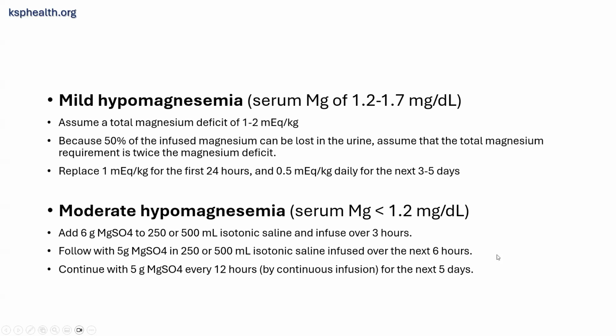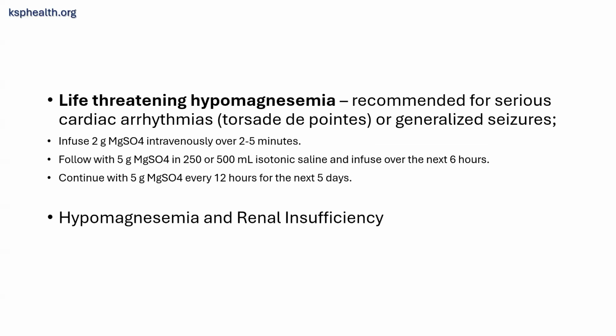So there is probably body depletion of magnesium in these patients. When there is life-threatening hypomagnesemia, the way we do it is much more aggressive: infuse 2 grams of magnesium sulfate over 2 to 5 minutes, followed by 5 grams of magnesium sulfate over the next 6 hours, and 5 grams of magnesium sulfate every 12 hours for the next 5 days.